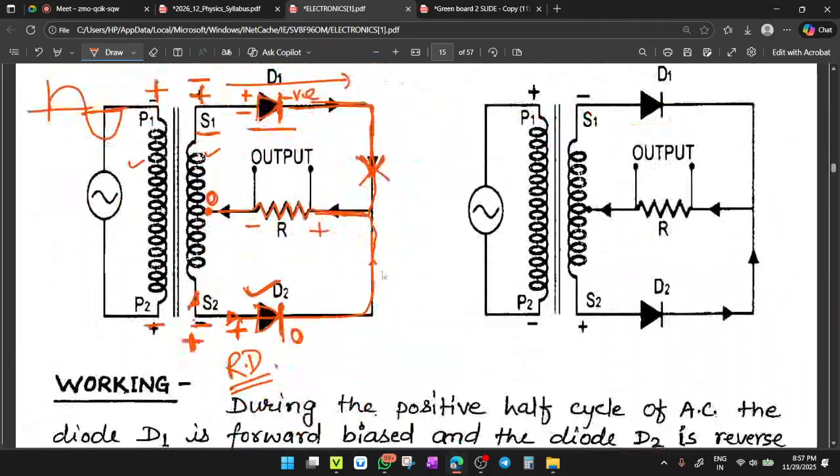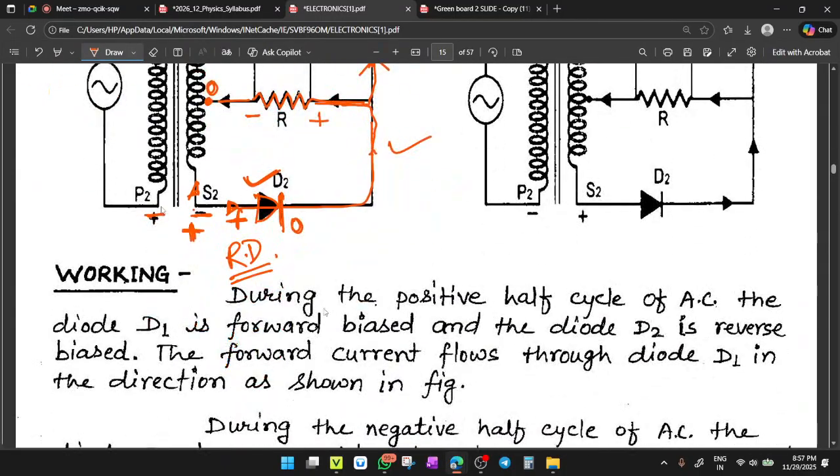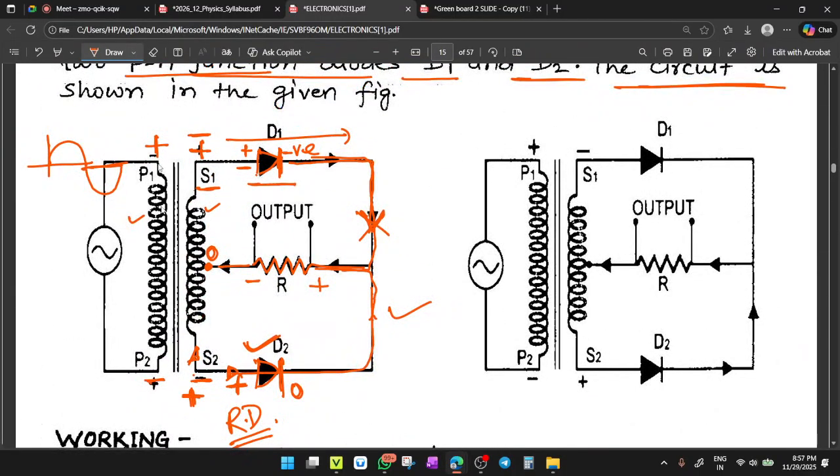So this is the diagram. This is the diagram for the positive half cycle only, and this is for the negative half cycle only. See, this diode comes in the forward bias and this comes in the reverse bias. So there is no conduction from this, but there is conduction from this. So current is drawn through the load in the same direction and will produce the output plus and minus across the terminals. Clear?